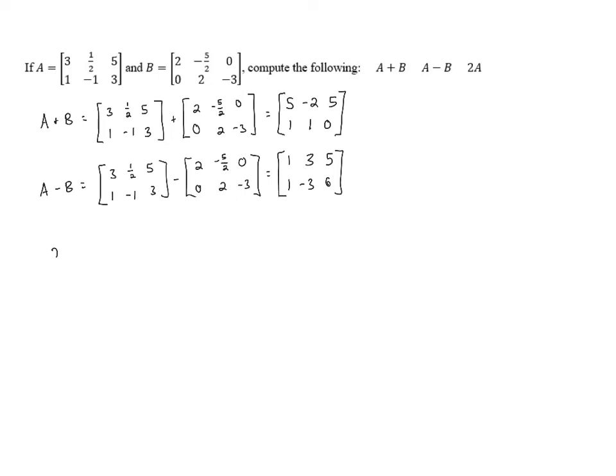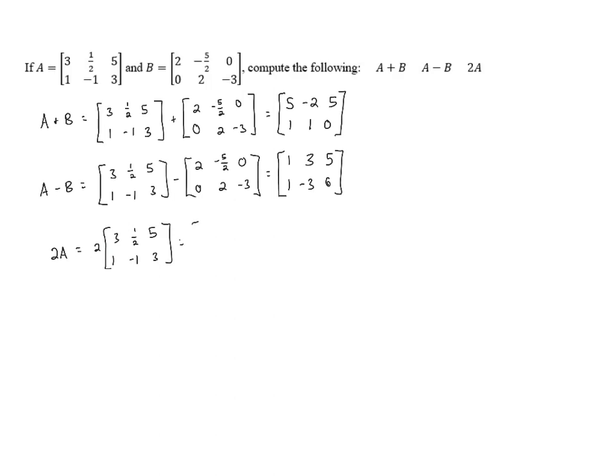For 2A, we could take A plus A. However, there's a simpler way. When we multiply a matrix by a constant, by a scalar, we call this, just by a number, then what we really need to do is multiply each of the individual entries by that number. It's almost like distributing that number to each of the entries in the matrix.